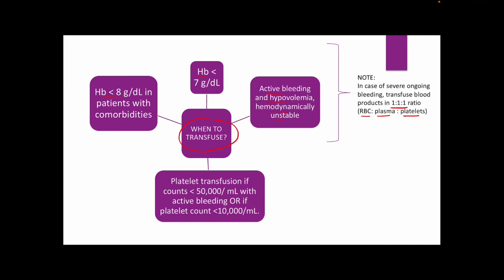For platelet transfusion, we generally transfuse if the platelet count is less than 50,000 with active bleed, or if the platelet count is less than 10,000 per ml, regardless of the symptoms. So these are the various indications where you have to transfuse blood products to a patient with UGI bleed.